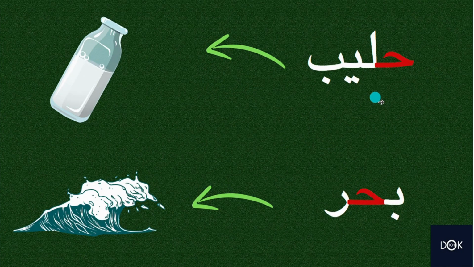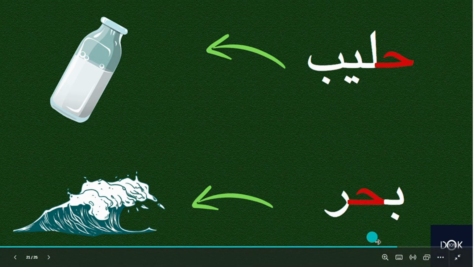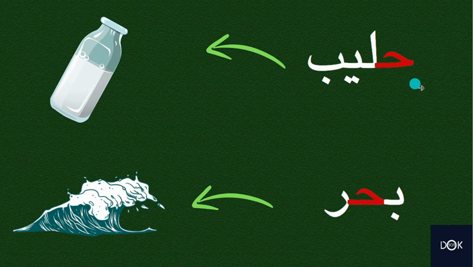The first example is Halib. Halib is milk. We see that Ha here appears at the start of the word and it is joined to the letter that is followed by Ha. The next example is Bahr. Bahr is a sea. We see that Ha here is at the middle of the word and it is joined to the letter that is followed by ha, as well as to the letter that is prior to ha. So ha, halib, bahr. That's it for ha.